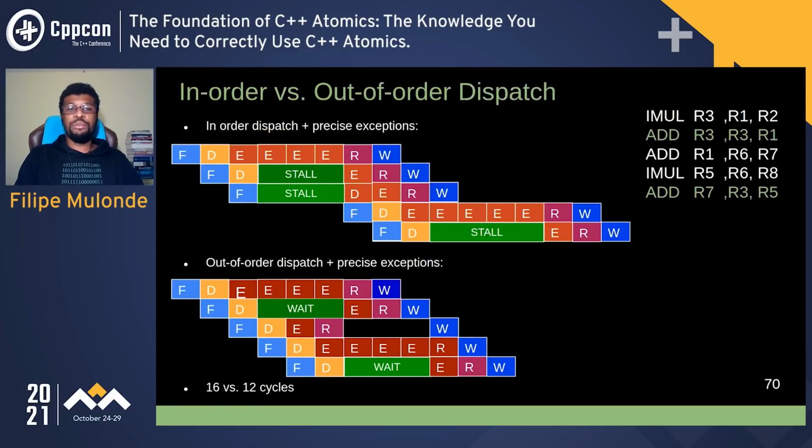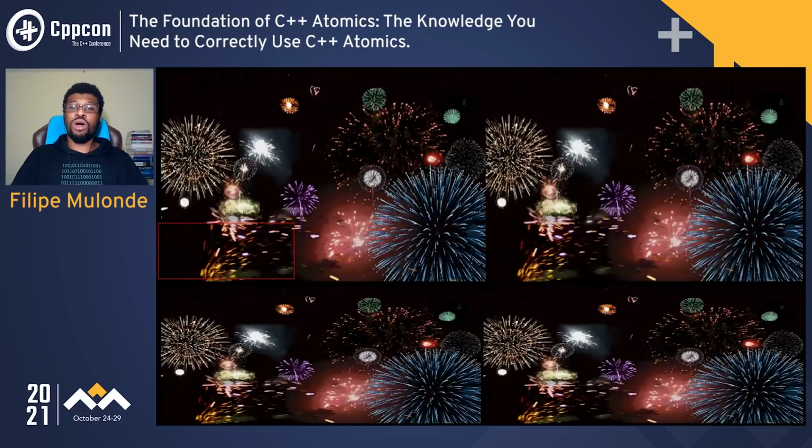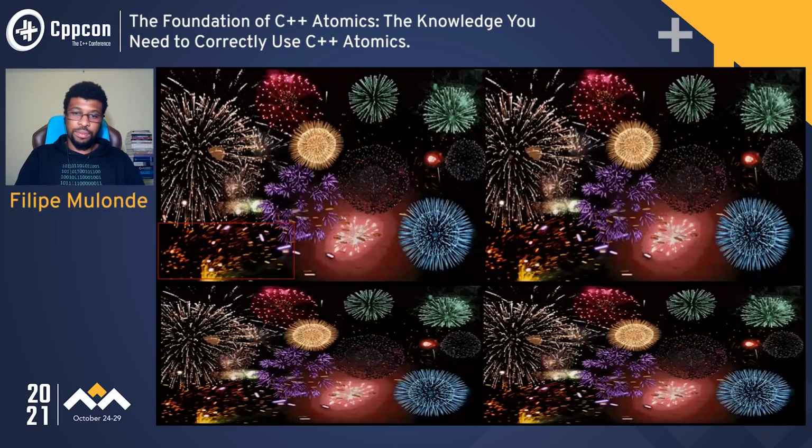Here, we have an example of an in-order and an out-of-order dispatch. The in-order dispatch with precise exception takes 16 cycles to complete the execution of all these instructions, while the out-of-order dispatch with precise exception takes only 12 cycles to complete all these instructions. And in the real world, the performance gain of the out-of-order dispatch is higher than we can see in this example. And this is my mental model of an out-of-order machine.